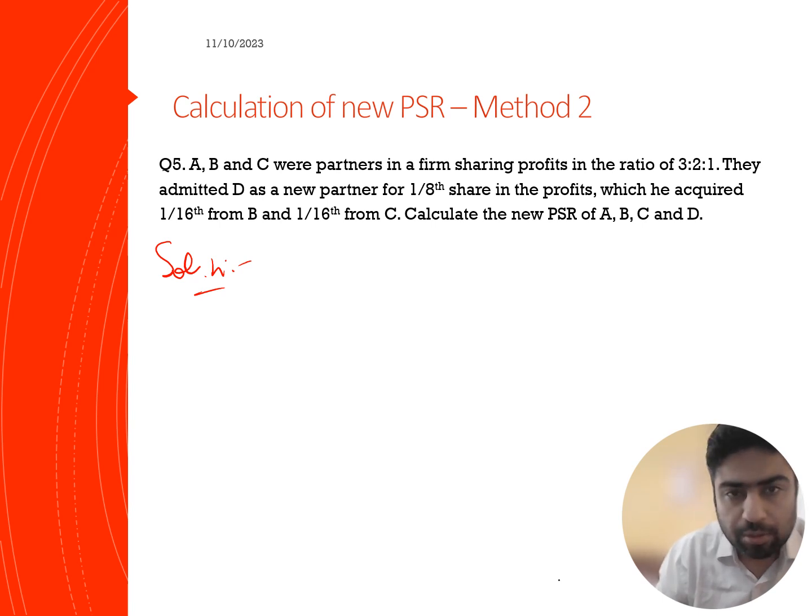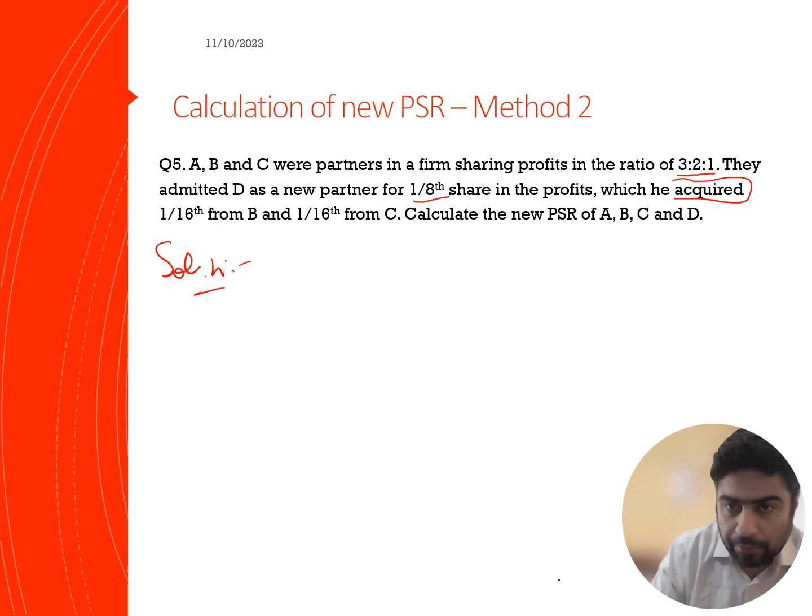So over here, A, B, and C were partners in a firm sharing profits in the ratio of 3:2:1. They admitted D as a new partner for 1/8 share in the profits, which he acquired 1/6 from B and 1/16th from B and 1/16th from C. We need to calculate the new PSR of A, B, C, and D. Now here clearly the old PSR is given to us. D is the new partner. His share is given to us. And how he has got this 1/8 share is also mentioned in the question, which is he has acquired.